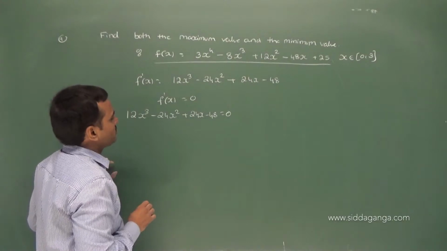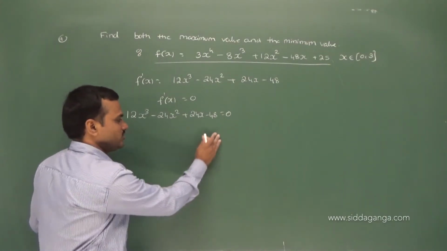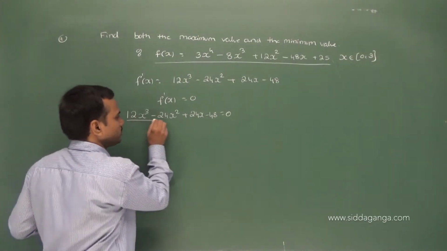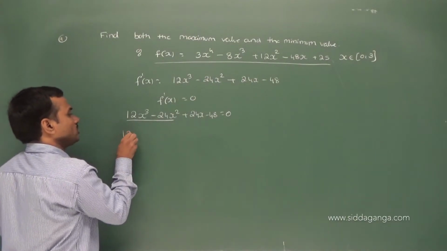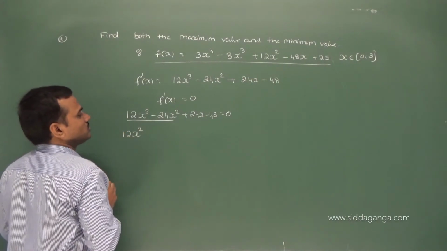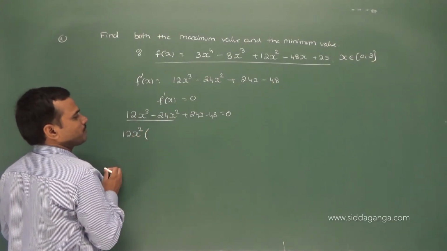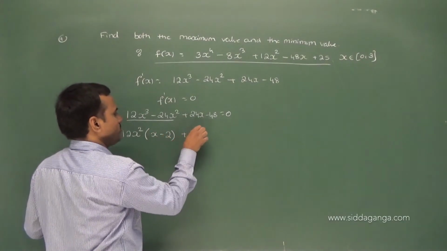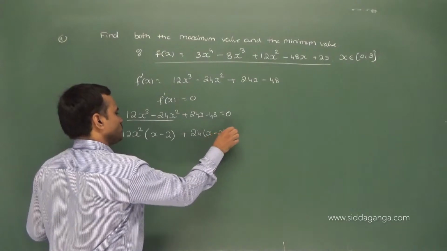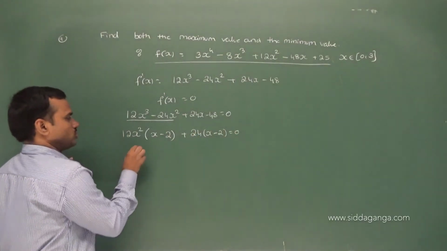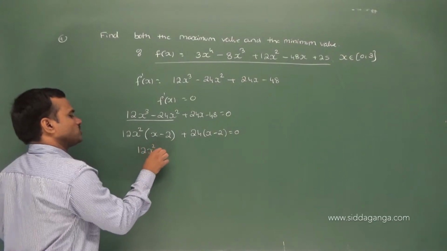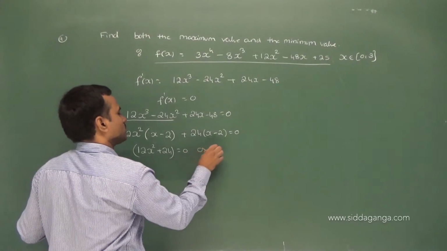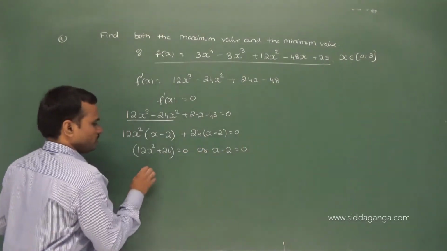How to solve this one? Cubic equation, synthetic division, it is very lengthy. For that, what we do? We take 12x square common from the first two terms: 12x square into x minus 2. Plus 24, if I take common, x minus 2. Correct now. So 12x square plus 24 is equal to 0, or x minus 2 is equal to 0.